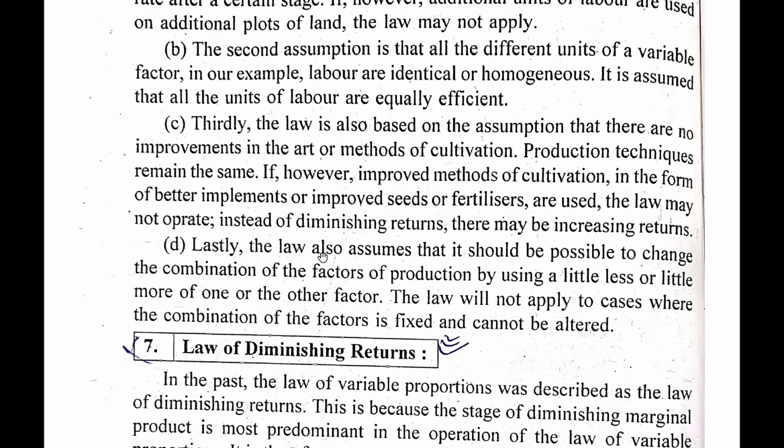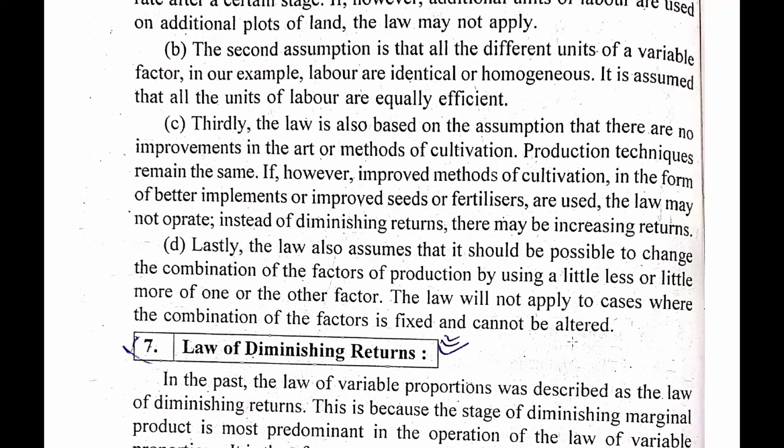And lastly, the law also assumes that it should be possible to change the combination of the factors of production by using a little less or a little more of one of the other factors. The law will not apply to cases where the combination of the factors is fixed and cannot be altered. So guys, this law says that when you increase any one variable beyond a certain point, then you will get negative total production, negative marginal production, and negative average production.